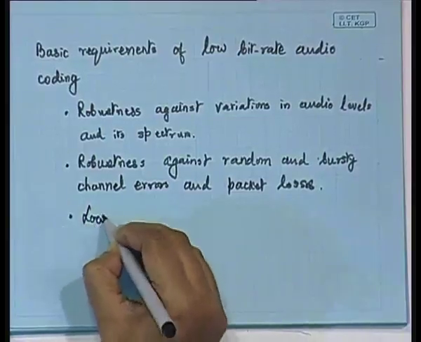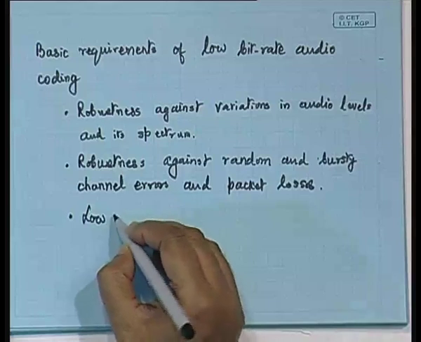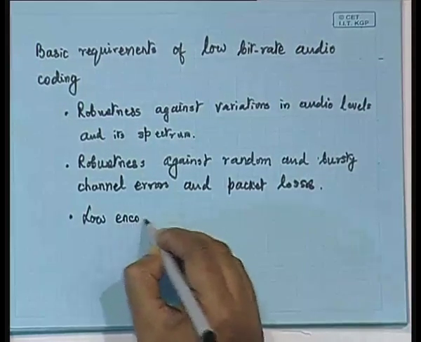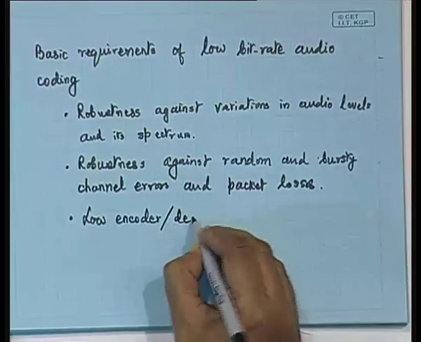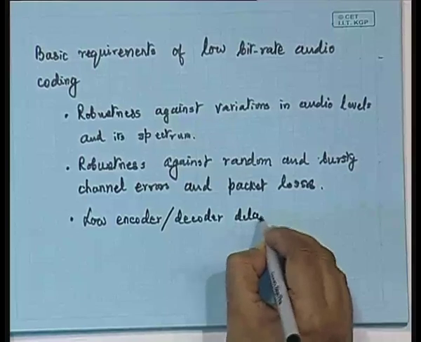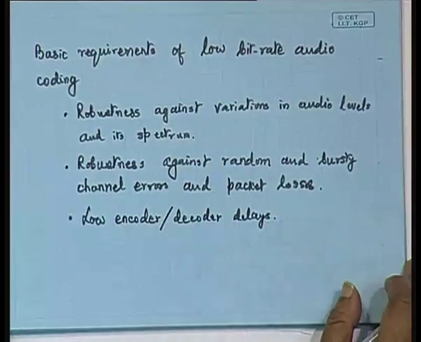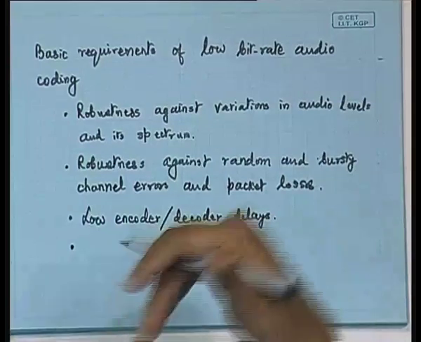So, that is why the basic requirement of low bit rate audio coding should be that it should have as minimum encoder and decoder delays as possible. So, low encoder and decoder delays, this is another requirement. Okay. And I was mentioning about the kind of burst errors that can happen, or in general I should say channel errors. Okay.